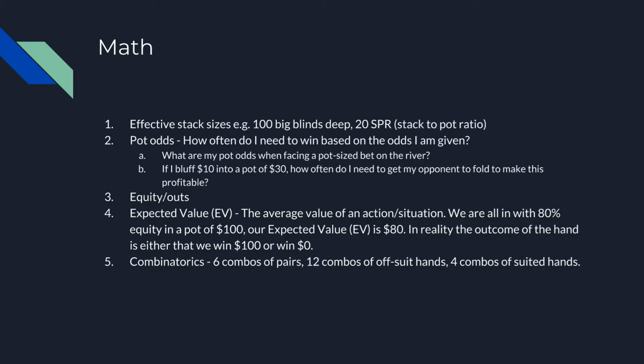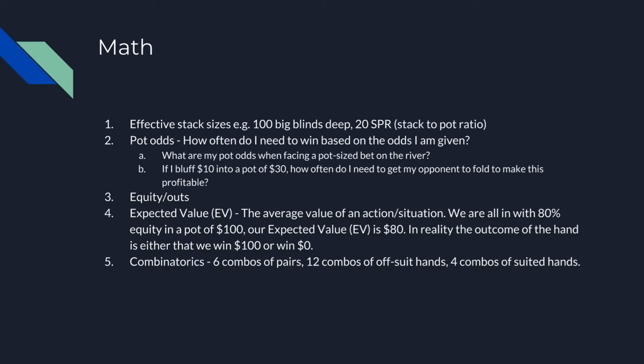Pot odds: how often do I need to win based on the odds I'm given? That's the question you should be asking. That can be whether you're calling a bluff, or making a bluff yourself. So for example, what are my pot odds when facing a pot size bet on the river? Well, you can actually work that out mathematically. You need to call 1 into a pot of the initial pot, your opponent's bet, and also your call. So 1 divided by 3, which would be 33%.